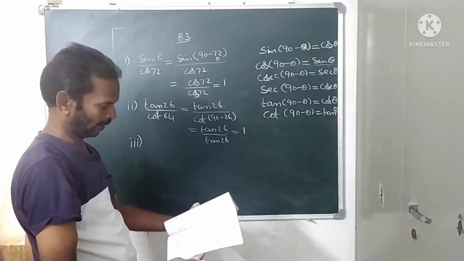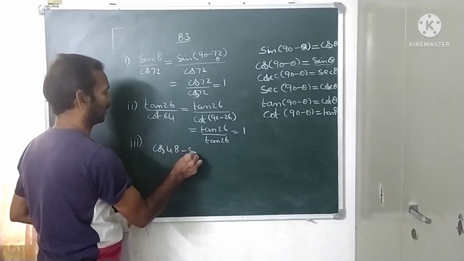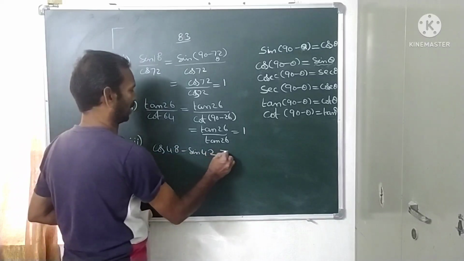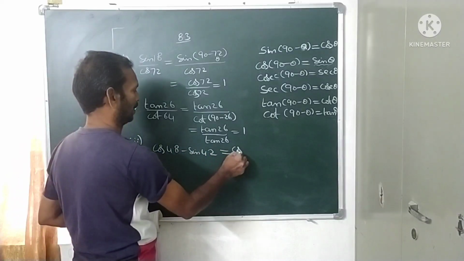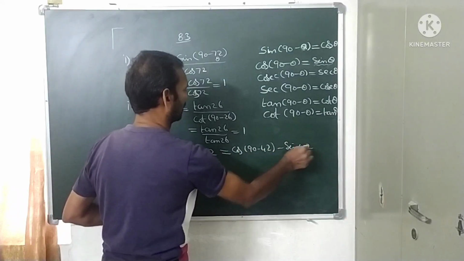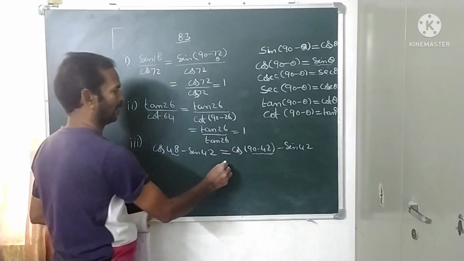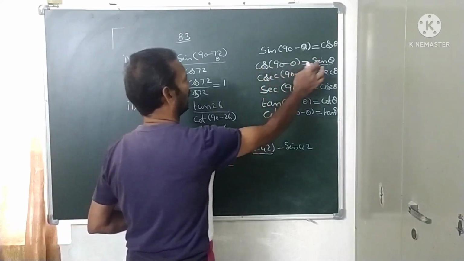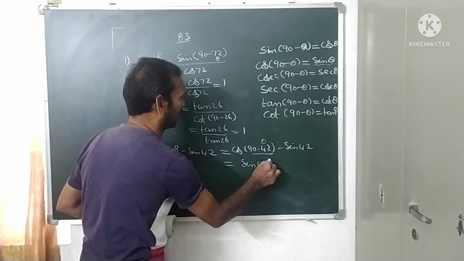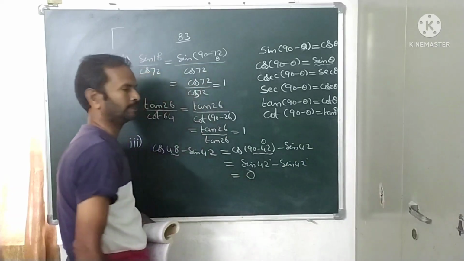Third one: cos 48 minus sin 42. Since two terms are there, change any one term. Cos of 90 minus 42 minus sin 42. See, 90 minus 42 equals 48, the remaining I kept the same. Now cos of 90 minus theta is sin theta. So sin 42 degrees minus sin 42 degrees is equal to 0.